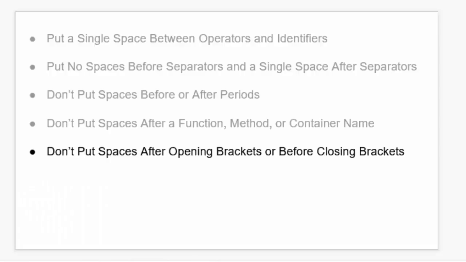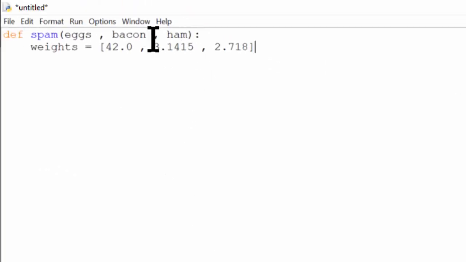Don't put spaces after opening brackets or before closing brackets. If we go back to our code here, which we used for the separator example, you do want to have these parentheses and these square brackets to be right up against the first item or the last item. You don't want to have spaces here or here, or have spaces here or here. Instead, the general style is to have those right up against the first and last items.